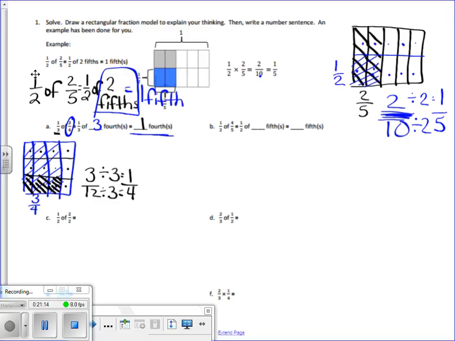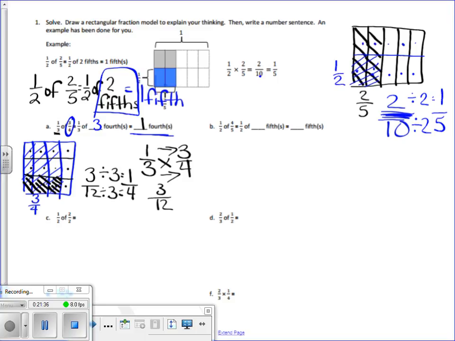And then if you choose to multiply, when you are multiplying 1/3 times 3/4, multiply straight across. 1 times 3 is 3. 3 times 4 is 12. You get the same answer.